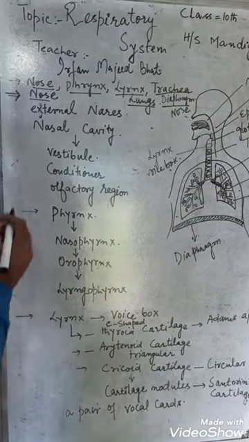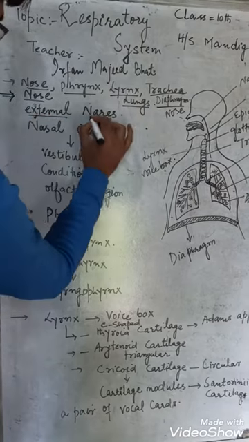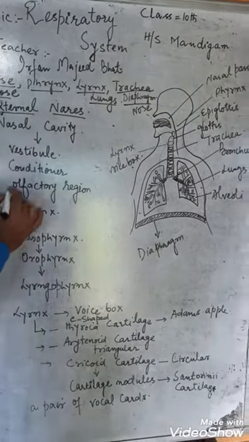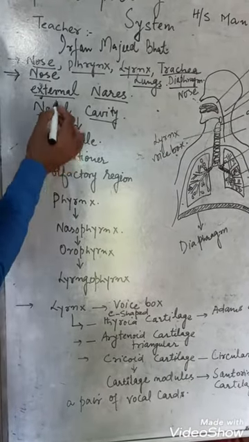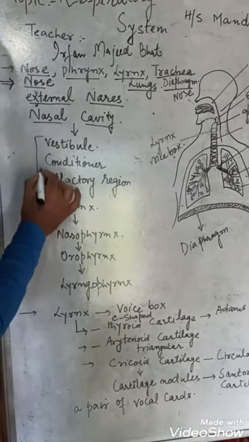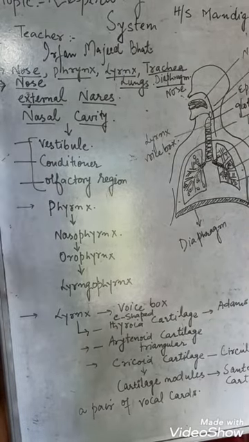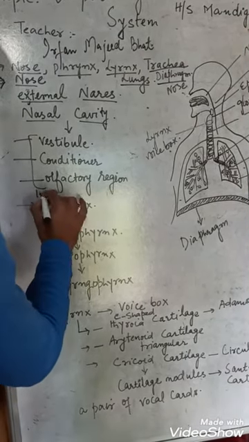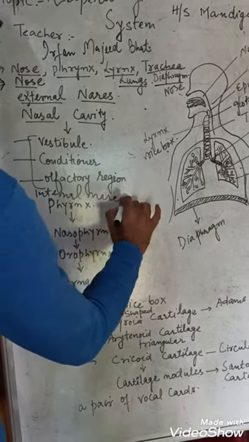The nose consists of different parts. It has the external nares, and then the nasal cavity, and the nasal cavity is divided into three parts: vestibule, conditioner, and olfactory region. Then there are the internal nares.